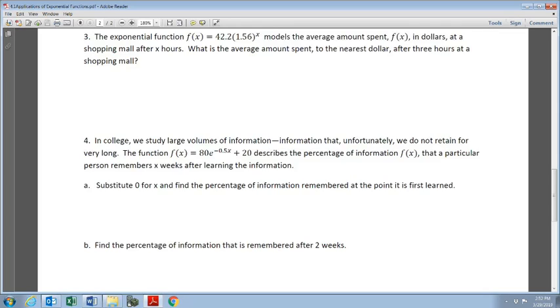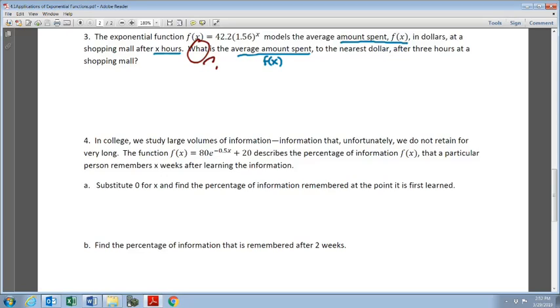So here it says the exponential function f of x equals 42.2 times 1.56 to the x power models the average amount spent, f of x. So f of x is the average amount spent in dollars at a shopping mall after x hours. That's interesting. What's the average amount spent to the nearest dollar after 3 hours at a shopping mall? Well, I don't know how accurate the formula is, but we're going to go ahead and see. Notice here the average amount spent is what we're asked to find, right?